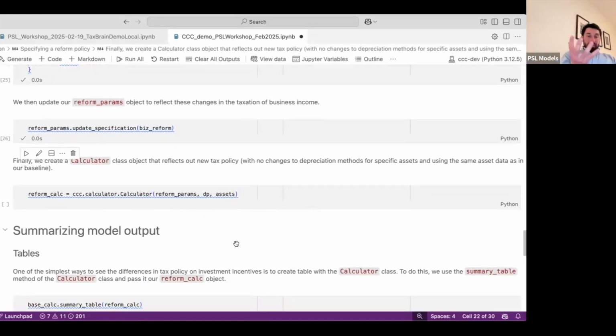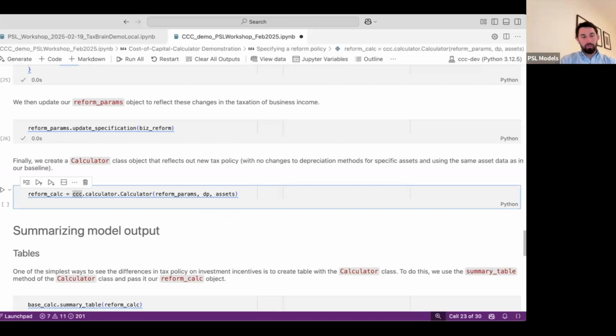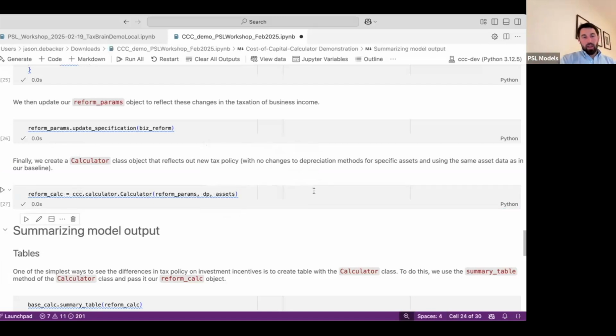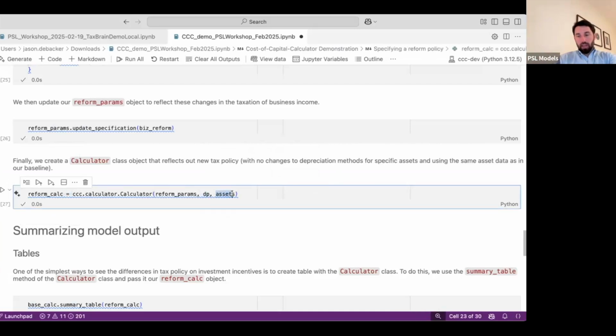All right, and I'm going to now mix the three components together. I've got my new parameters that I've called reform params, which changes some individual provisions and changes some corporate provisions relative to current law. I haven't done anything with specific depreciation methods, so that DP object is going to remain the same, and I'm going to keep the same data. I'm going to mix these all together in this new calculator object I'm going to call reform calc. So we've got our policy parameters in reform params and DP, put together with our data in this assets object, and I mix them all together in this calculator class.